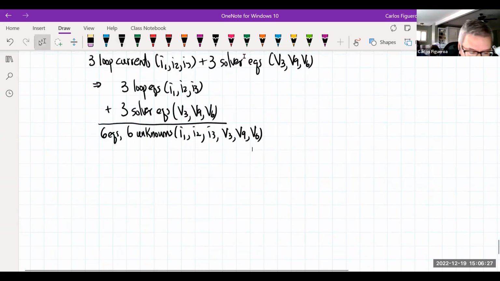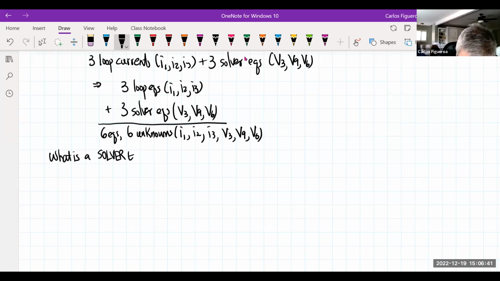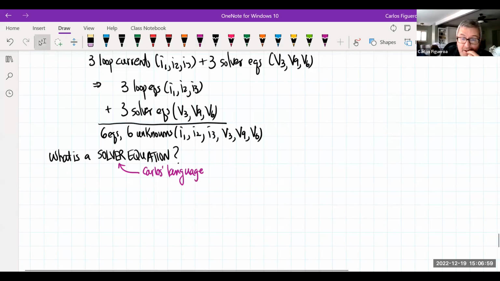Now you got to be careful here with the solver equation, because if you go Google it, you're going to have trouble. So the question is, what is a solver equation? And remember, when you see this word solver, this is Carlos's language. If you Google it, nobody's going to know what I'm talking about.